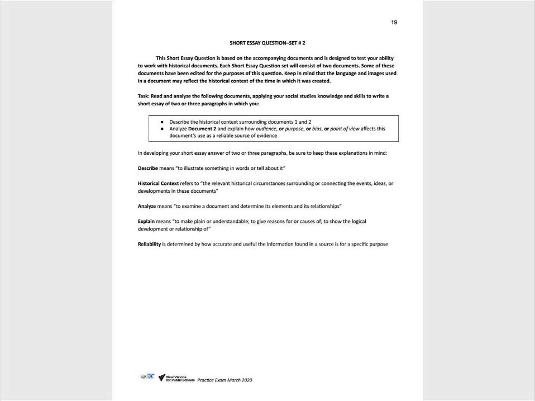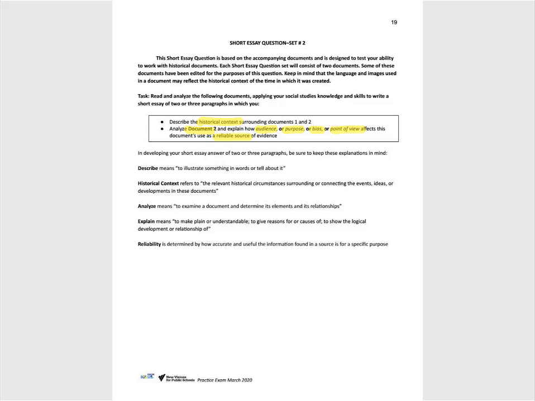So if you look at the assignment page, much like set number 1, there are 2 bullet points that you need to address. However, they are slightly different. The first one's the same, historical context, but then analyze document 2 and explain how audience, purpose, bias, or point of view affects this document's use as a reliable source of evidence. So, is document 2 a reliable source of historical information? That is your only goal for this essay assignment.